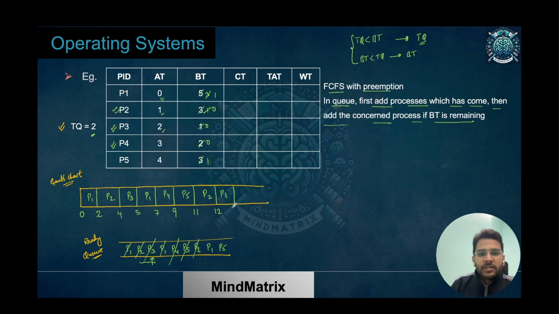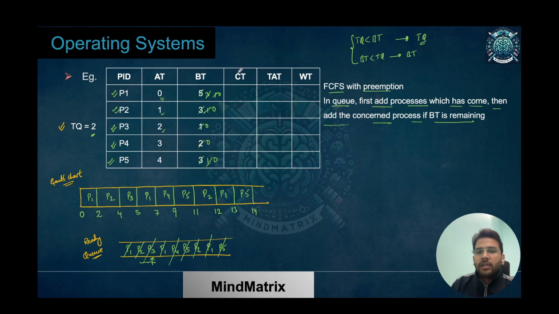So for P1 it is again 1, time quantum is 2, so 12 plus 1, it is going to be 13. We can make it 0. P1 has completed its execution. We can remove it from the queue. Now we have only P5 process left, so burst time is 1, so 13 plus 1, it is going to be 14. We can make it 0. P5 has completed its execution as well. So in this way we are going to schedule the processes based on round robin scheduling.